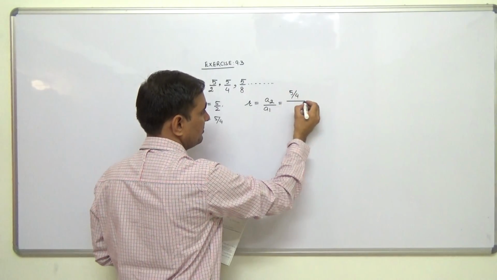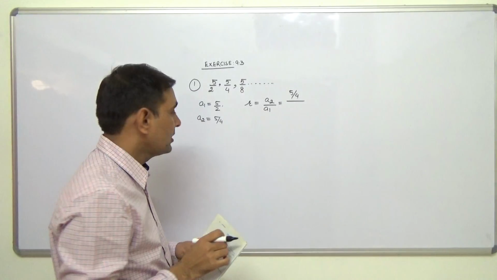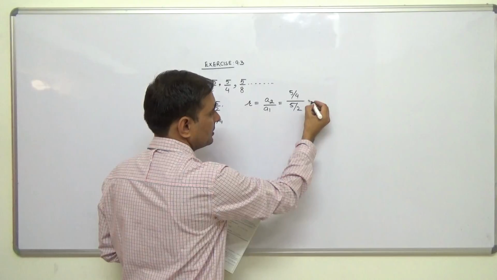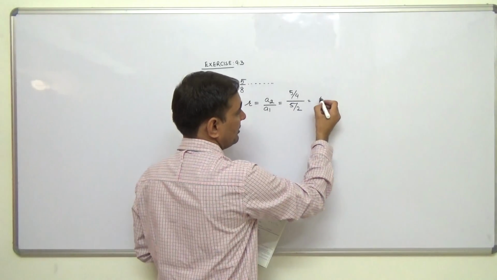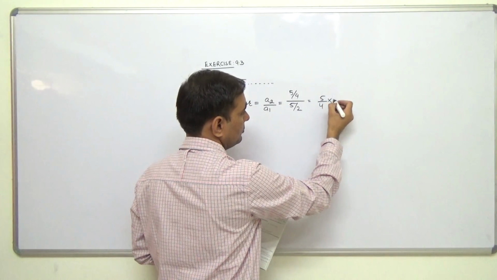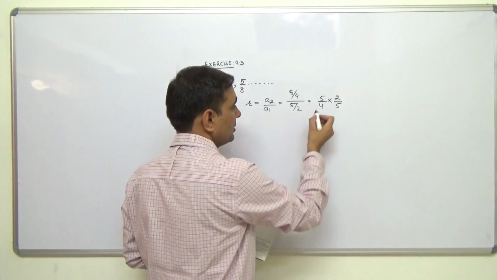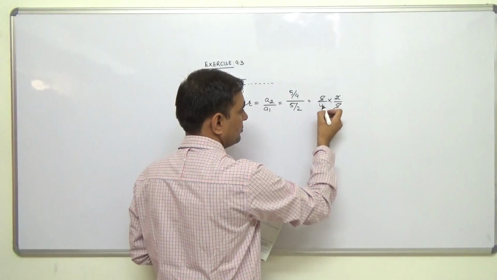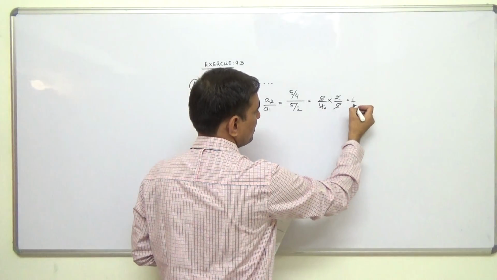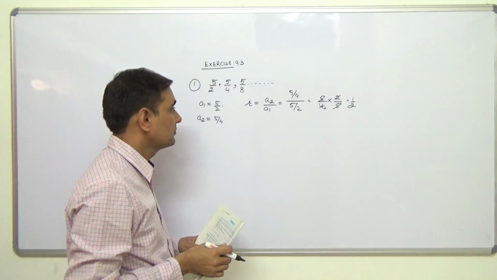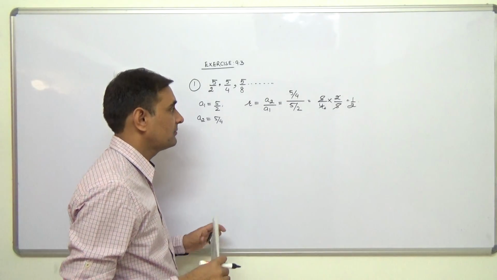Second term of the GP is 5 by 4. And first term of GP is 5 upon 2. Right? This is equal to 5 upon 4 into 2 upon 5. Denominator will be reciprocal. Right? 5 cancel out, 2 cancel out. So it is half. Common ratio is half. Common ratio of this GP is half.